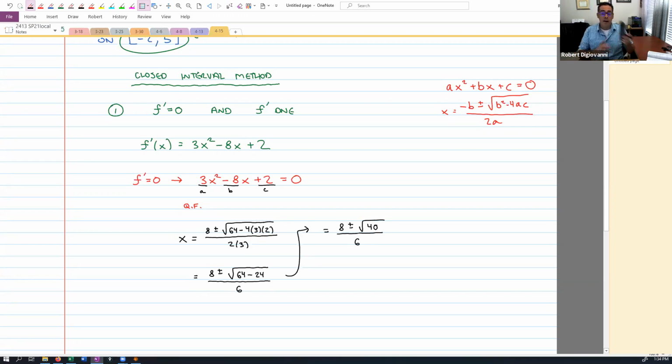And now I'm going to get my calculator out. So I'm going to take the square root of 40. I get about 6.32. I'm going to round to 2 decimal places. So this is 8 plus or minus 6.32, all over 6. And now this is going to give me 2 answers. Remember, I have a plus or minus, right? Which means I have to do 2 different operations. 8 plus this, and then divide by 6, and then I have to do 8 minus this, and then divide by 6. I'm going to do that on my calculator without showing any more work.